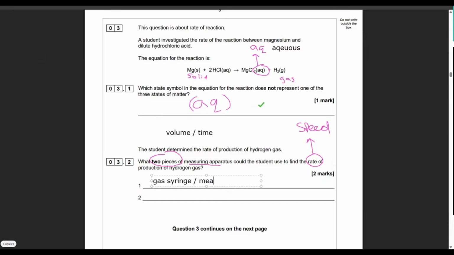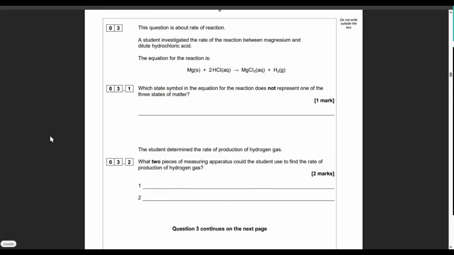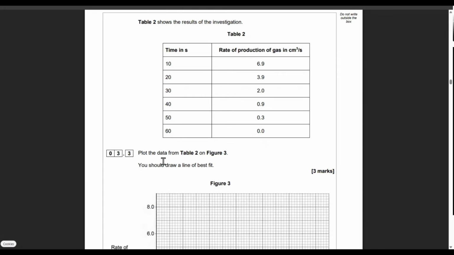In this situation, it would be volume of gas or number of bubbles over time. So if we want to do the volume of gas, we're going to use a gas syringe or a measuring cylinder to catch the gas and measure the volume. And then we need a stopwatch, a timer, etc. to work out the time in seconds. So you normally do volume of gas, centimeter cubed over time.